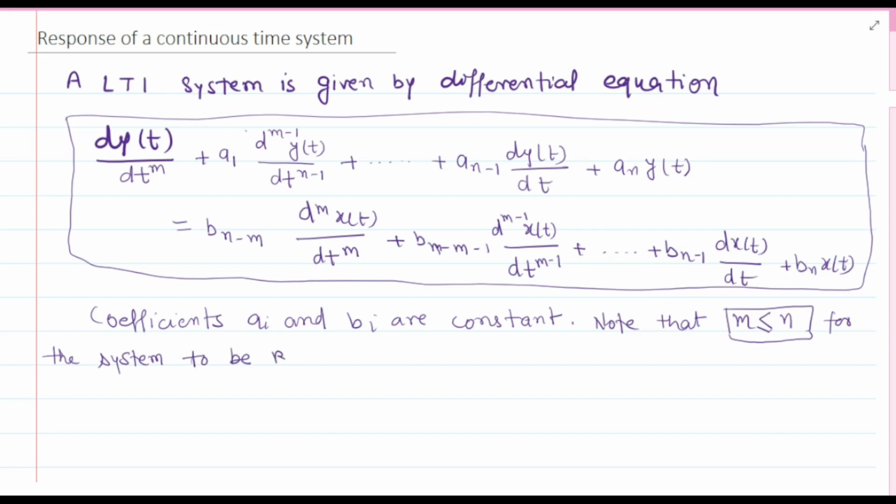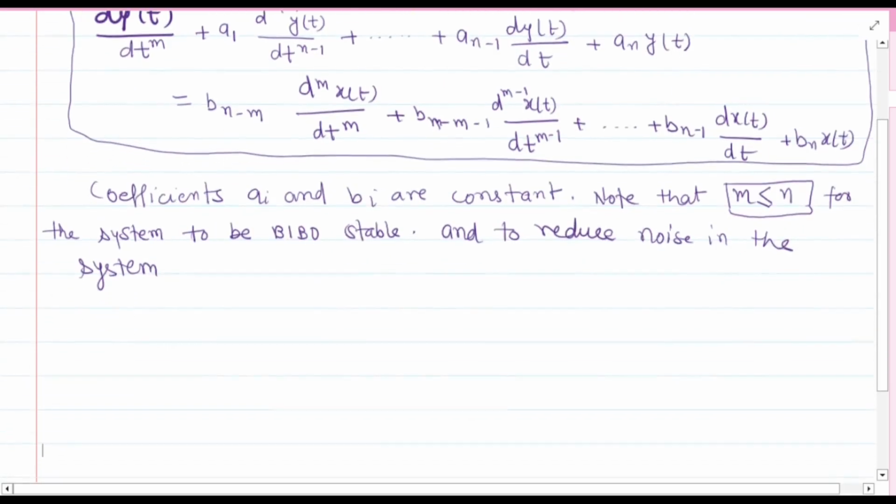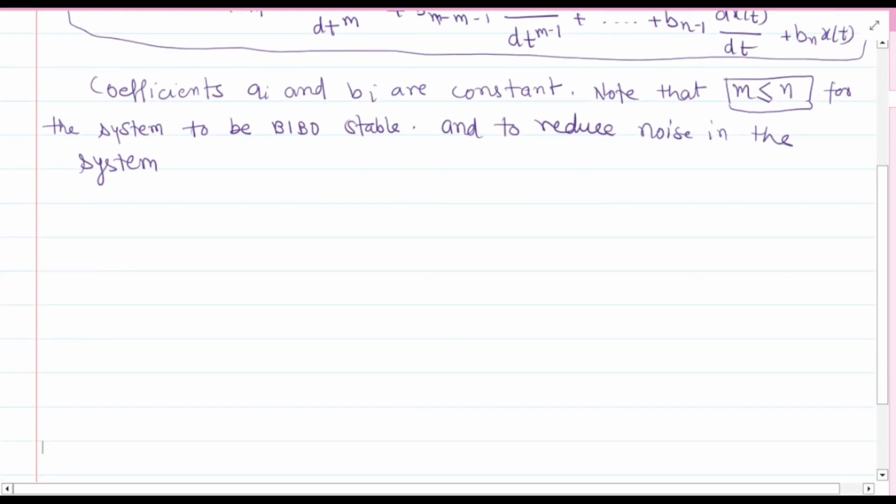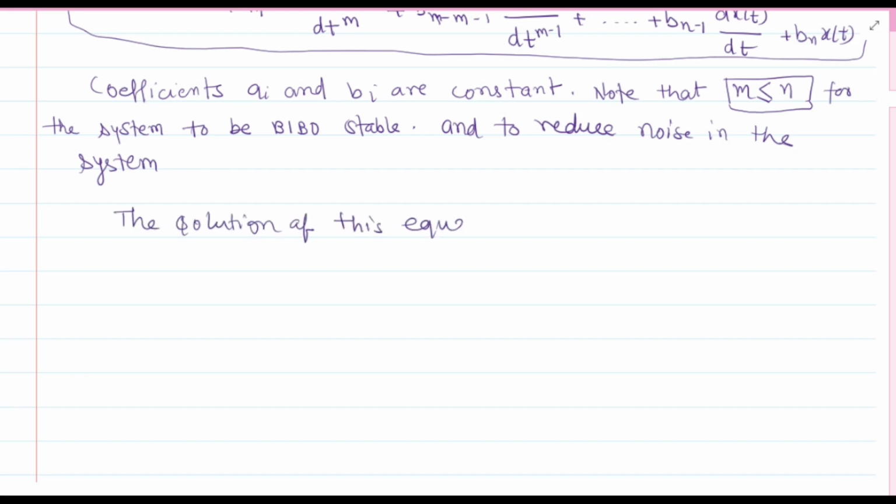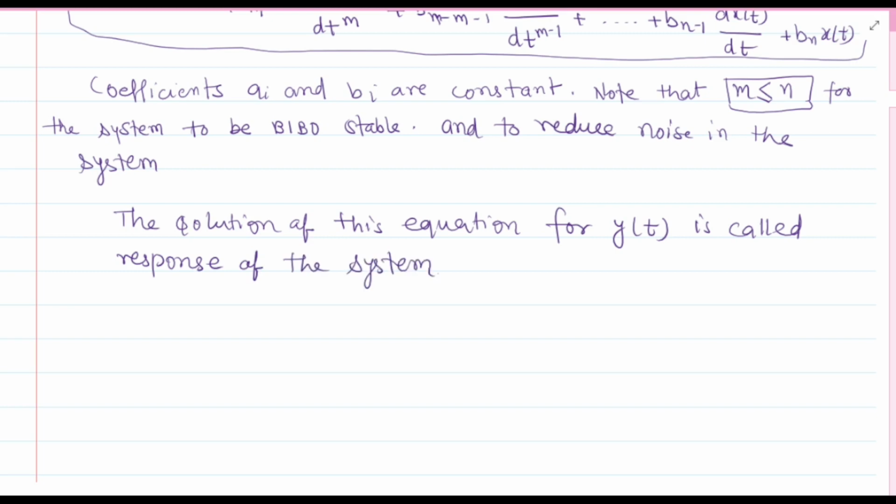Okay. Now it is important to note that if the order of the differentiation is less than the number of terms, then the system will be a bounded input, bounded output stable system. Otherwise, it will not be a stable system. Stability helps us to reduce the noise in the system. Okay, this is one understanding.